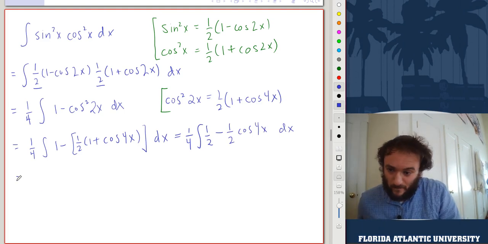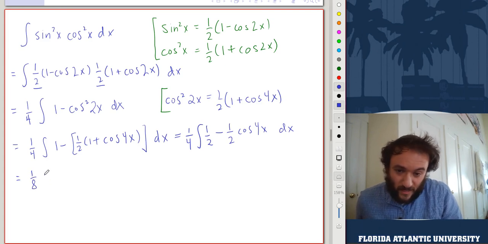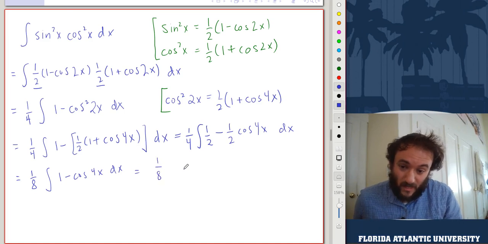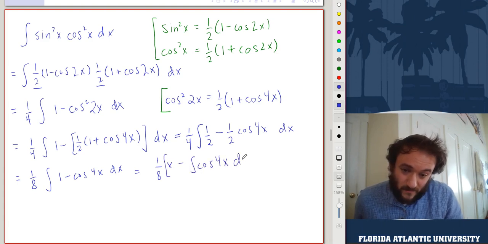Okay, so we can even factor out another half here to simplify our lives, and we get 1/8 times the integral of 1 minus cosine 4x dx. So the first term, 1, when you integrate that, that's just x. Let's get 1/8 x minus the integral of cosine 4x dx.